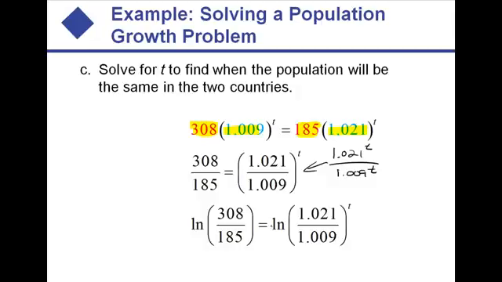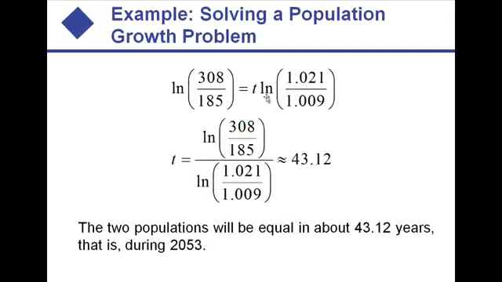Now take the natural log of both sides, which is going to bring this t down in front, which is what we have here. Now divide both sides by this. Remember, it's just a number. So this is what t is. Plug all this into our calculator, and it's going to take about 43 years, or basically 2053.